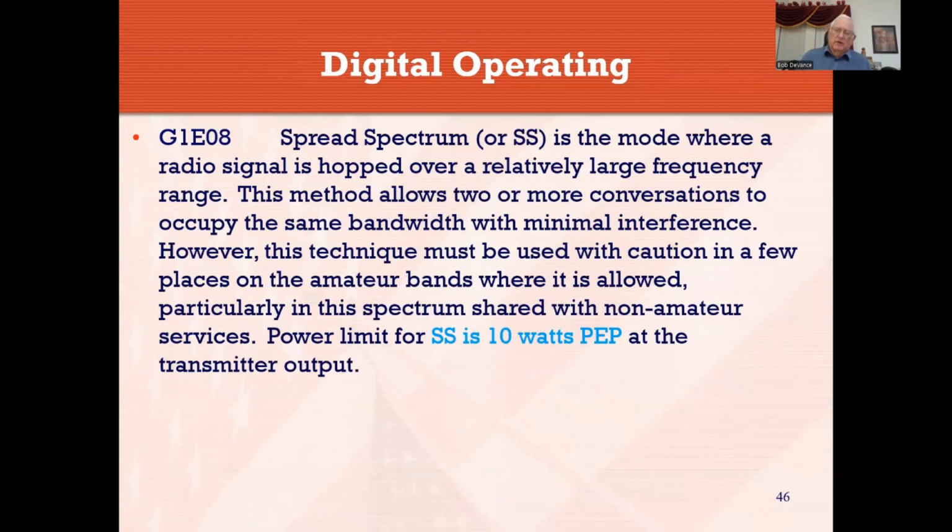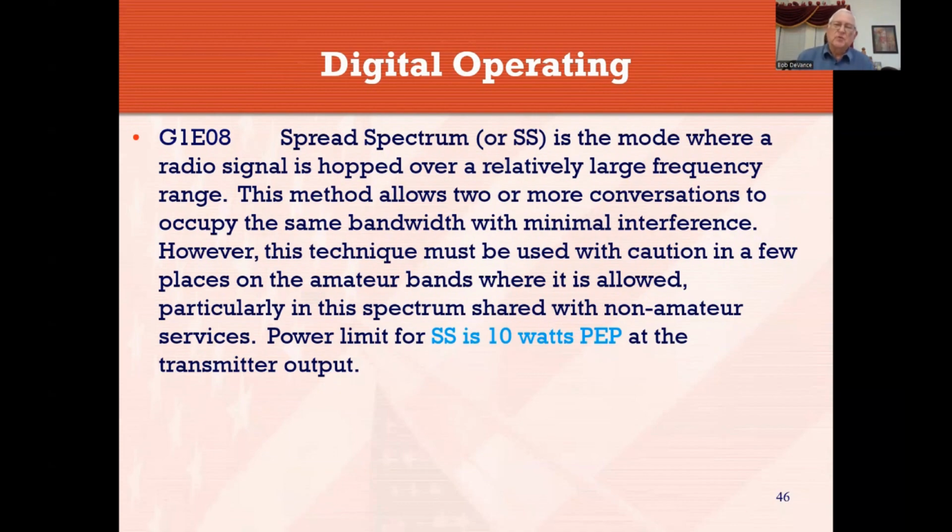Spread spectrum. Another thing we've not talked about. Spread spectrum is where we will transmit on different frequencies in a certain order. We'll transmit a little bit on frequency A, transmit a little bit on frequency B, on frequency C, or however many we're using, sometimes called frequency hopping. We spread it out. It allows two or more conversations to occupy the same bandwidth because we do time slicing with that, and we share that time together.